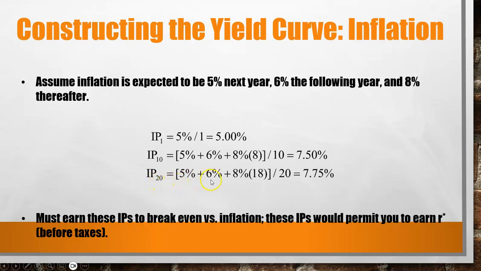IP 20, 5 plus 6 plus 8 times 18, divided by 20, is 7.75. See this 8% times 8, that's 8% for 8 years, and 8% for 18 years. So we have 1 year, 2 year, 10 years, 1 year, 2 year, 20 years. That means you have to earn this inflation protection to break even versus inflation.